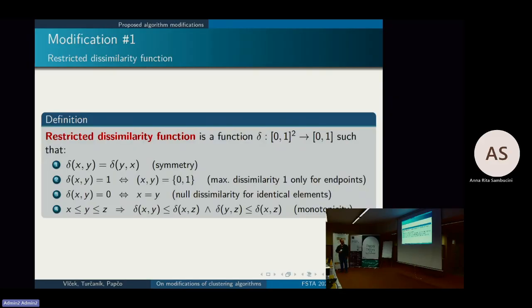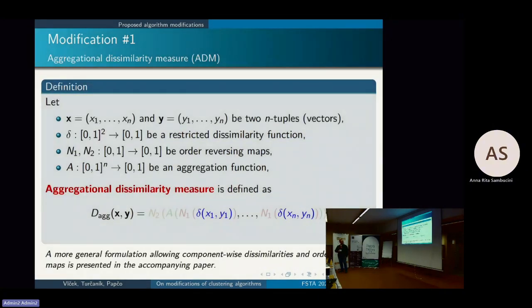Maximal dissimilarity is for endpoints, 0 and 1, or 1 and 0. Zero dissimilarity is for identical elements, and monotonicity is required. And we get to our aggregational dissimilarity measure, where x and y are two n-tuples.